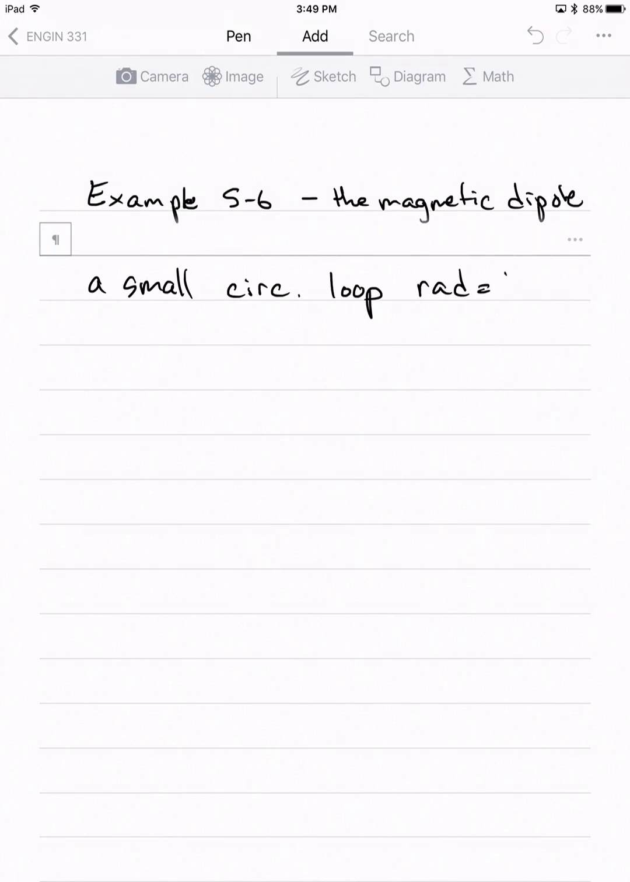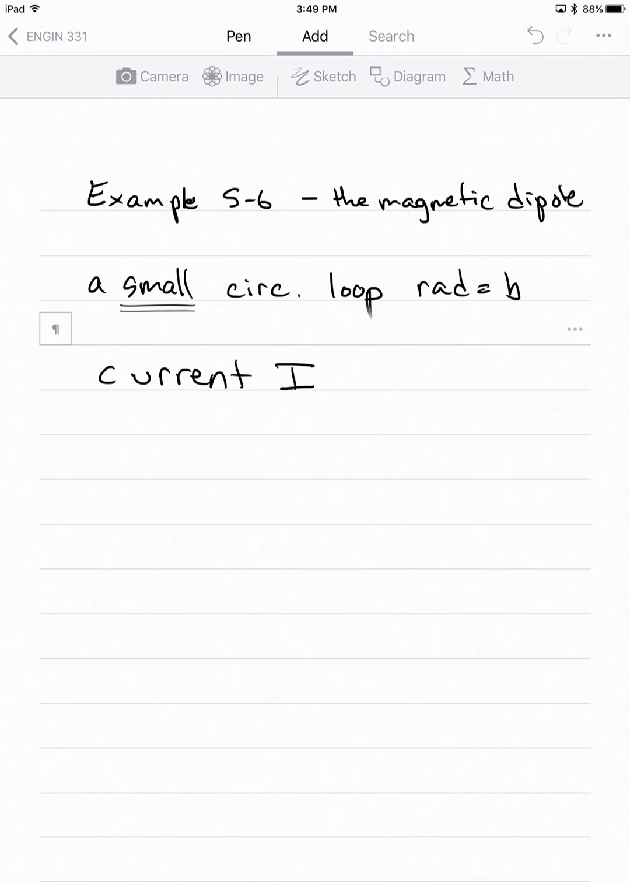In this video, we're going to do example 5.6, the magnetic dipole. They give us a small circular loop with radius b. Now, we have to emphasize that this is small because later we're going to make an approximation that relies on the size of the loop being small compared to the distance from which we're observing it. And that loop carries current I as usual.